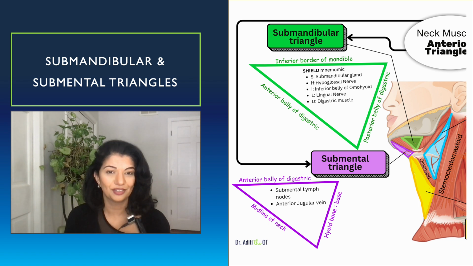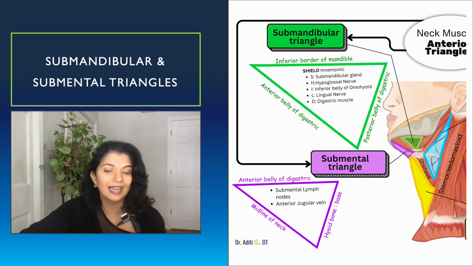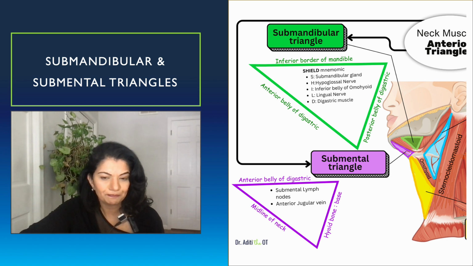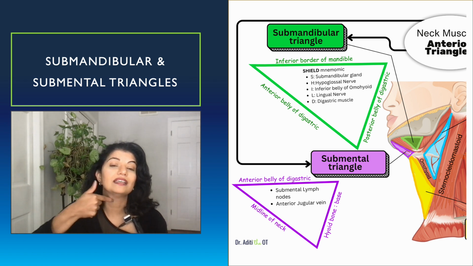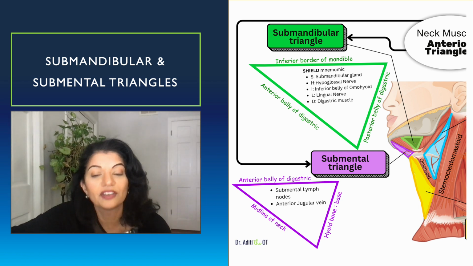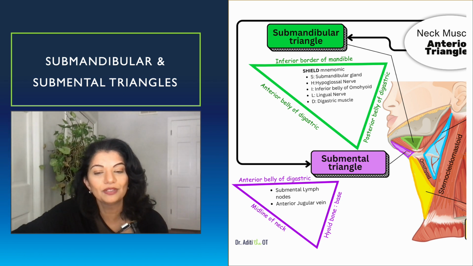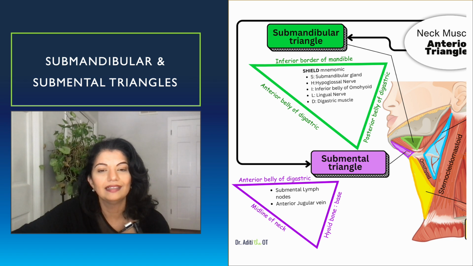So this tiny triangle sits right under your chin, and the boundaries basically are the anterior belly of the digastric. So right here we've got the anterior belly of the digastric, and then you've got the midline of the neck, and then the base is your hyoid bone down here, right? So what are the contents? Well, we've got the submental lymph nodes and the anterior jugular vein.